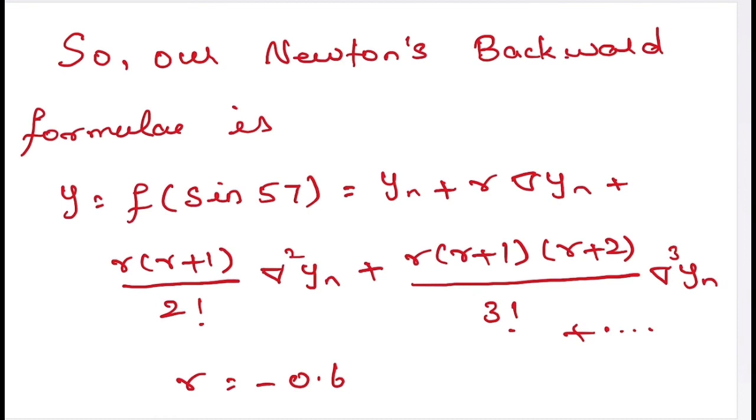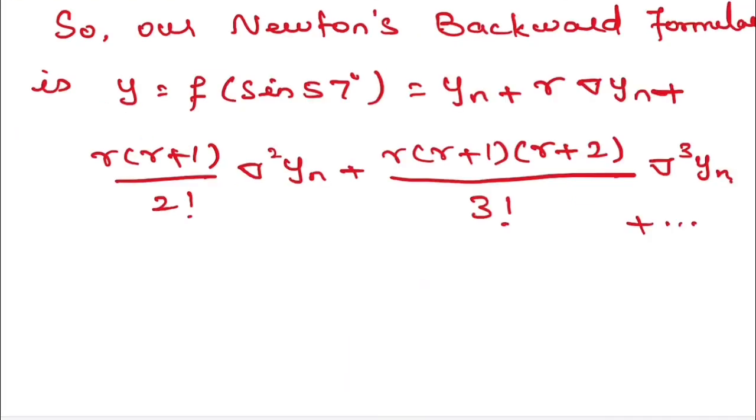So our Newton's backward formula is y is equal to f of sine 57 is equal to yn plus r delta yn plus r into r plus 1 by 2 factorial delta square yn plus r into r plus 1 into r plus 2 by 3 factorial delta cube yn, and so on. And our R is equal to minus 0.6. So now we have got all the values of yn, del square yn and del cube yn, and our R. Substitute all these values in the Newton's backward formula and get the solution.